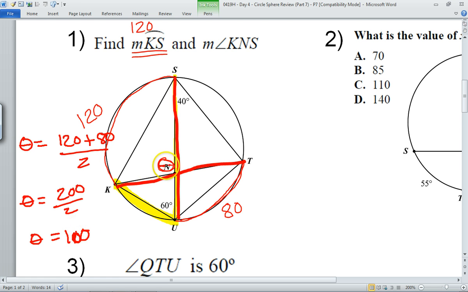Okay, does everybody see why the answer is 100? Did I lose anybody? Okay. Let's look at number 2.